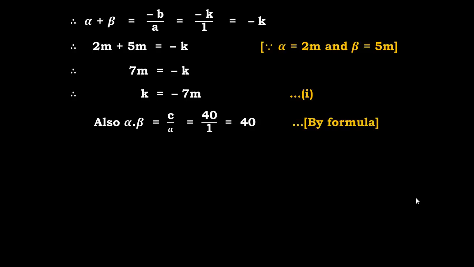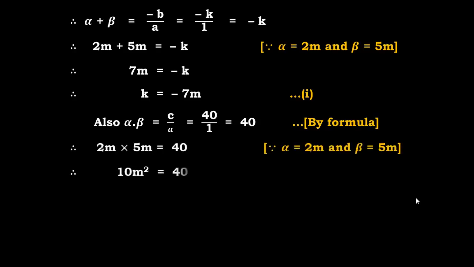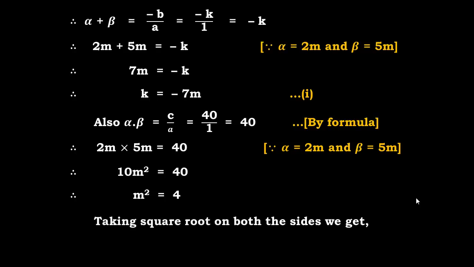Now alpha is 2m, beta is 5m. So 2m into 5m is 40. 10m square is equal to 40. That means m square is equal to 4. So we have m is equal to plus or minus 2, taking the square root of both sides.